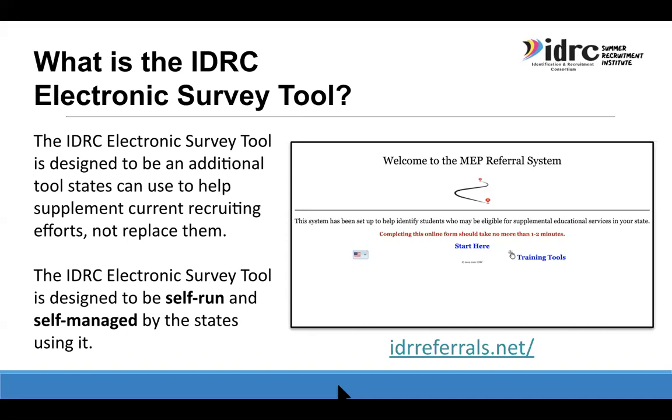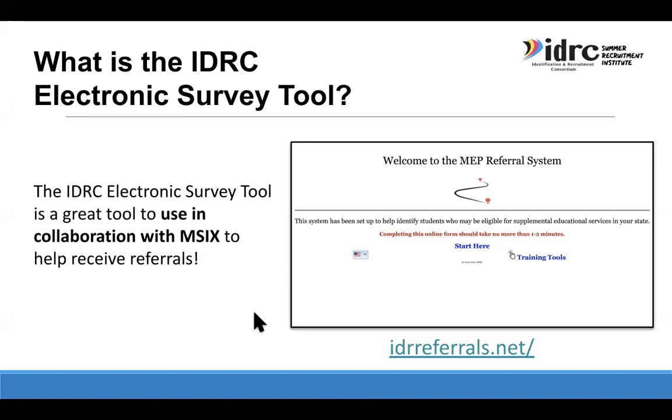The electronic survey tool is designed to be flexible so you can use it however your state needs, as well as designed to be self-run and self-managed. And so what that means is that once your state has been given access to the tool, your state can control it by adding, creating new accounts, managing the referrals that are sent in. And so you do not need to be reaching out for outside help to get your state up and running.